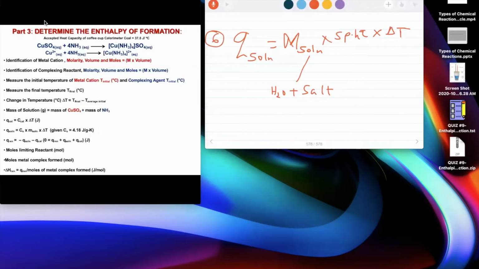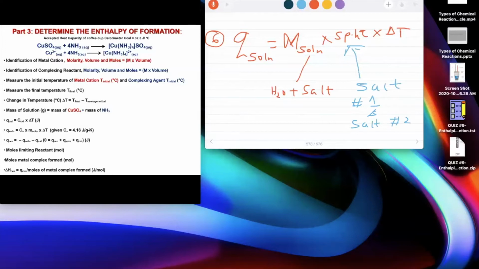So it's going to be H2O. This will depend on, right here, for line 6, look for salt. This is a function of salt number 1 and salt number 2. So specific heat is a function of which salt you are dealing with.